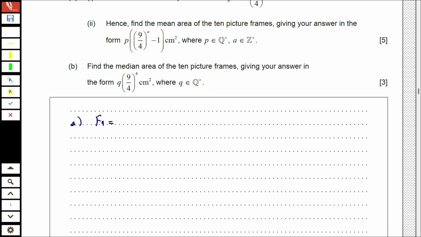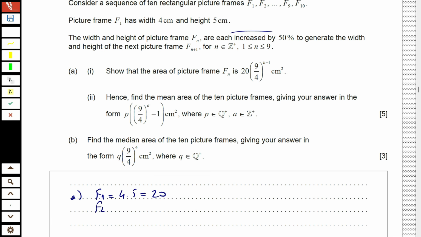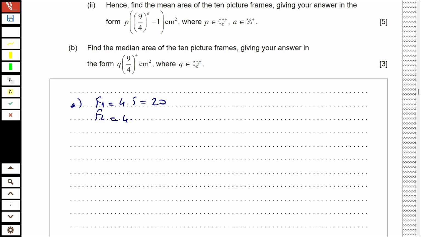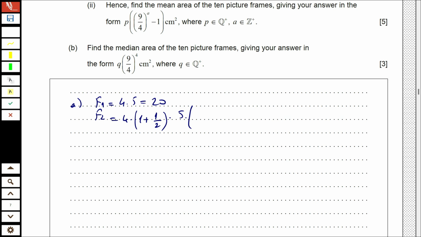So I know that the area of the first one is going to be 4 times 5, 20. But for the second one, the width and height of the picture frame are increased by 50%. So it means 4, we need to multiply it by 1 plus 1 over 2, which is 50%. And I know that the height of this frame is also going to be 5 times 1 plus 1 over 2, right? So this means 20 times 3 over 2 squared.